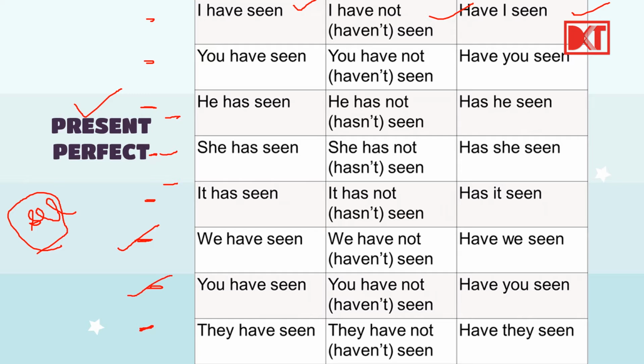Then the second person plural and singular both remain the same. You have seen, you haven't seen, or have you seen. Then we have the third person plural, they have seen, they haven't seen, or have they seen. Alright, so this is how we are going to form the present perfect tense, with the V3 form. In the second category, which is the negative one, you just have to add not, and in the question you put have or has first, then the subject, and then the V3. All right, this was present perfect.